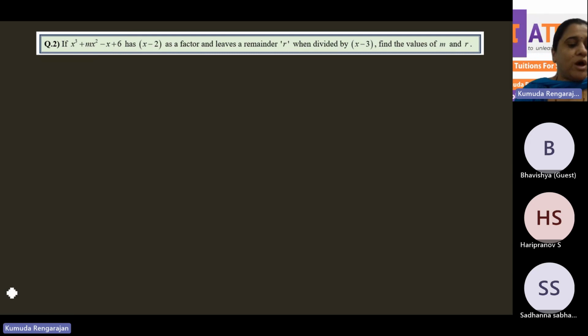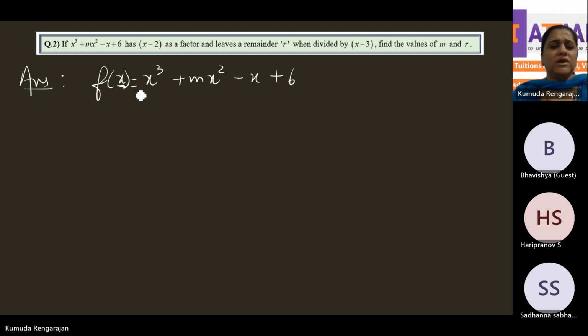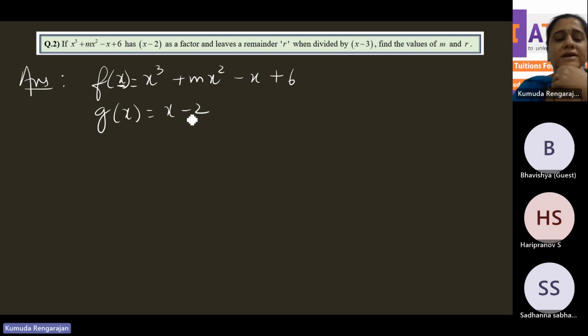Now, whenever the polynomial is not named, particularly the dividend polynomial, we'll first give a name to it. That's how we start off. So we have x cubed plus mx squared minus x plus 6. This is not named, so let's name it f of x, or p of x, whatever. x is the variable, so you have to call it f of x here. You can, if you want, name the others also. g of x is equal to x minus 2. Don't write anything now.